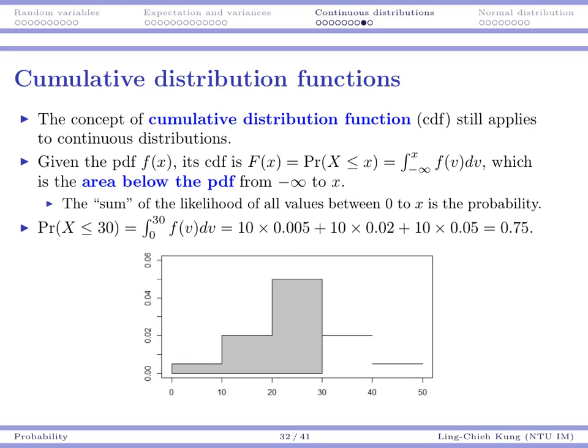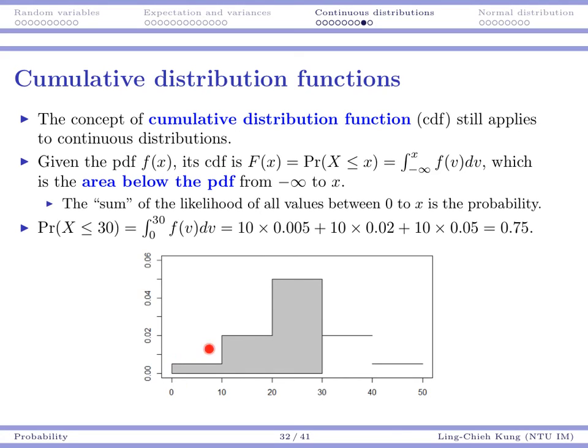Coming back to CDF. Basically, when we are doing integral, what we are really doing is to find the area below the PDF. Let's see some examples here. For example, if I want to ask what's the probability for x to be less than or equal to 30, basically I'm looking for the area below the PDF from 0 to 30. So it's this particular area. I can divide this area into 3 pieces and calculate their probabilities one by one.